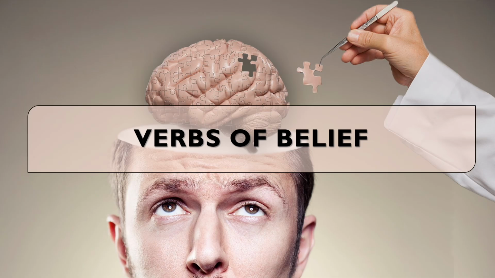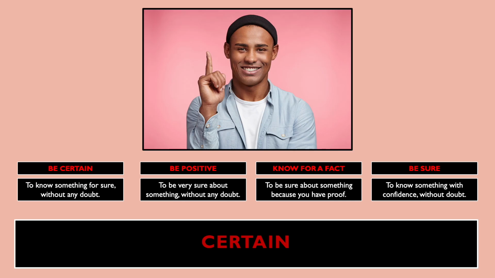Now we're going to see some verbs of belief. Certain. When you're certain or sure about something, these are some phrases, expressions, or verbs that you can use, and their meanings. Be certain. To know something for sure without any doubt. Be positive. To be very sure about something without any doubt. Know for a fact. To be sure about something because you have proof. Be sure. To know something with confidence without doubt. They are synonyms.